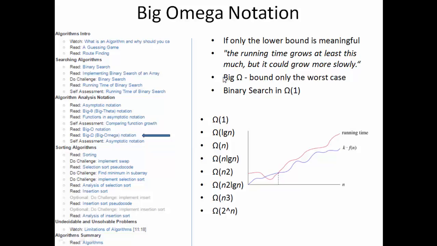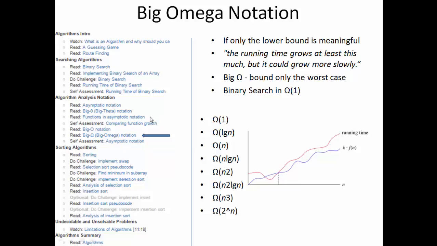And big omega notation says the running time grows at least this much, but it could grow more slowly. Again, the this much uses the order 1, order log base 2 of n, etc. But we see now here that the running time will stay above the bound that we put in it. So we're basically bounding what the best case time below could look like.